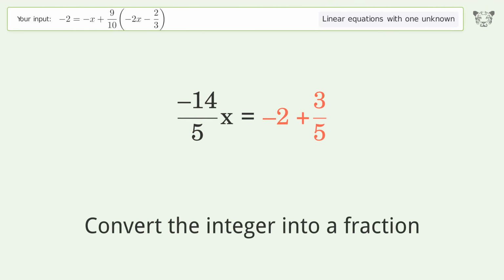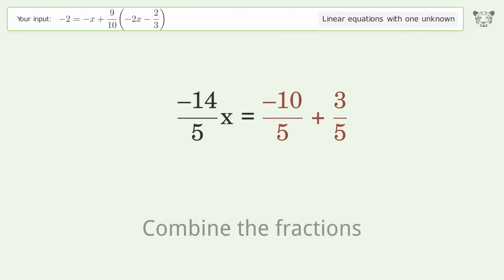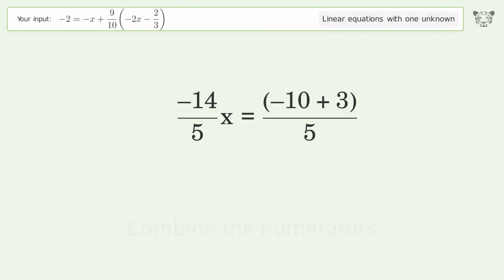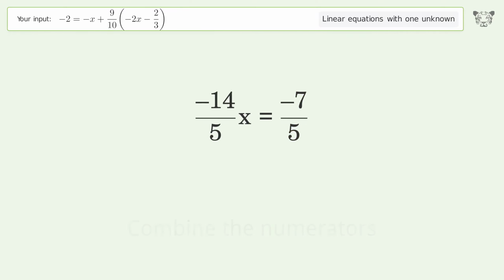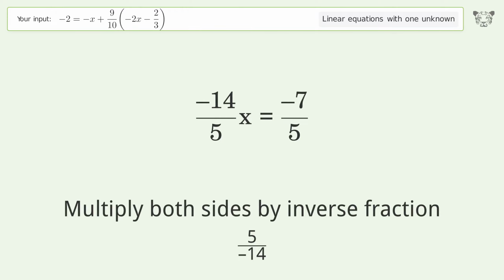Convert the integer into a fraction. Combine the fractions. Combine the numerators. Isolate the x. Multiply both sides by inverse fraction 5 over negative 14.